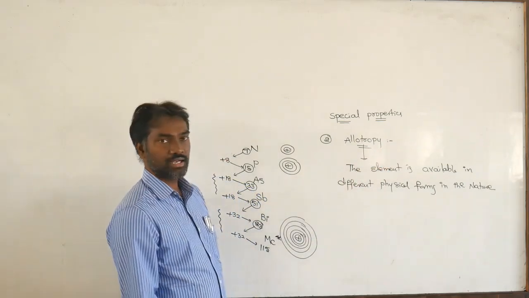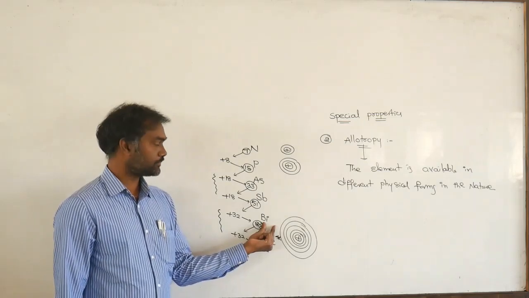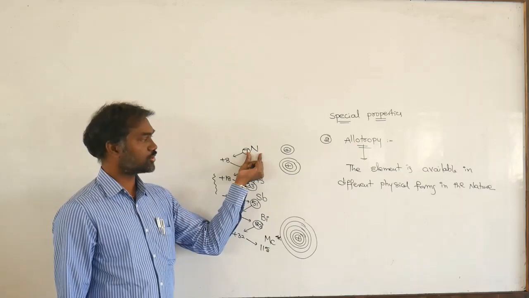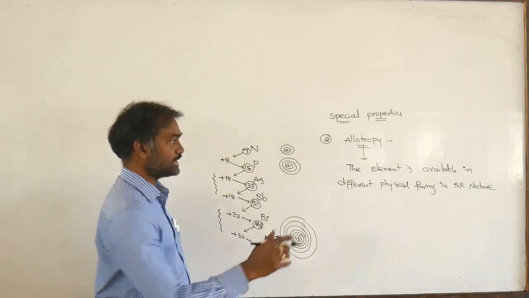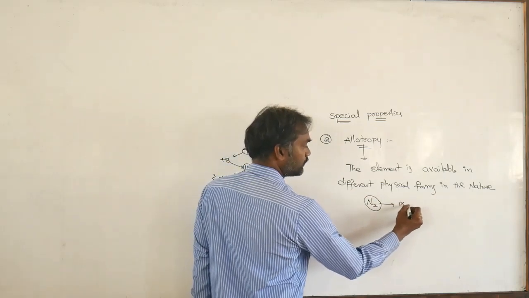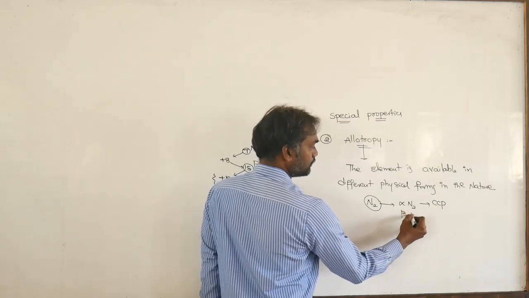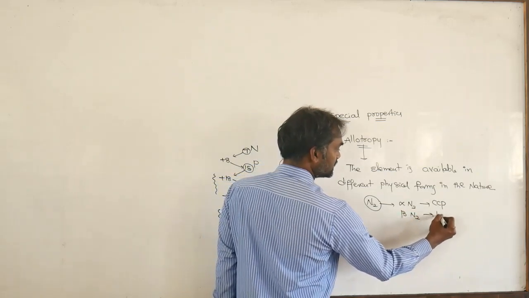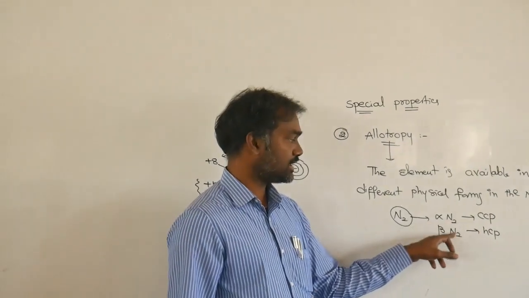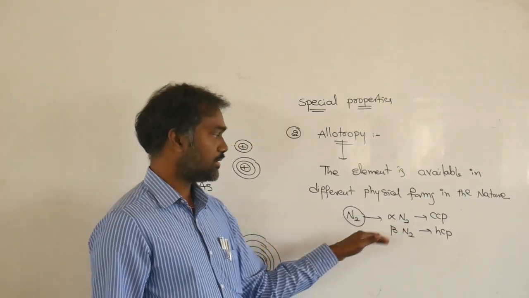In your NCERT book, they mentioned that nitrogen is not showing allotropy, but actually that is wrong. Nitrogen shows alpha nitrogen, which has a CCP structure, and beta nitrogen, which has HCP. That is, a cubic closed packing solid structure and a hexagonal closed packing structure.